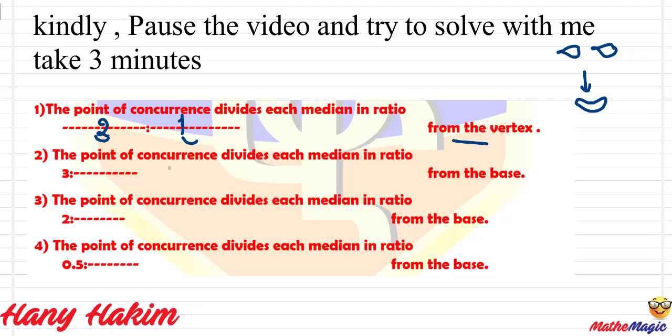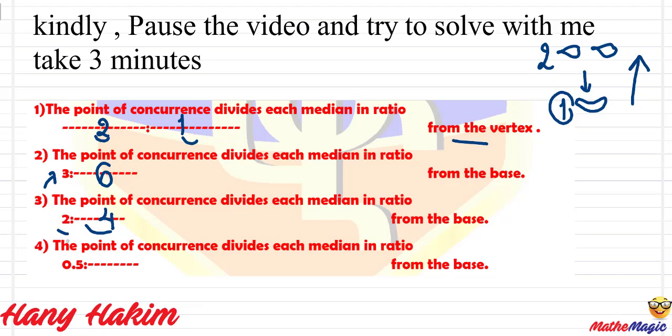Next, the point of concurrence divides each median in ratio 3 to a number from the base. If you move from the base to the vertex, this will be 1 and this will be double of it. That means if the first part is 3, the second part will be 6. Next, ratio 2 to a gap from the base. From the base, this will be half of the top, 2 to 4, the double of it.